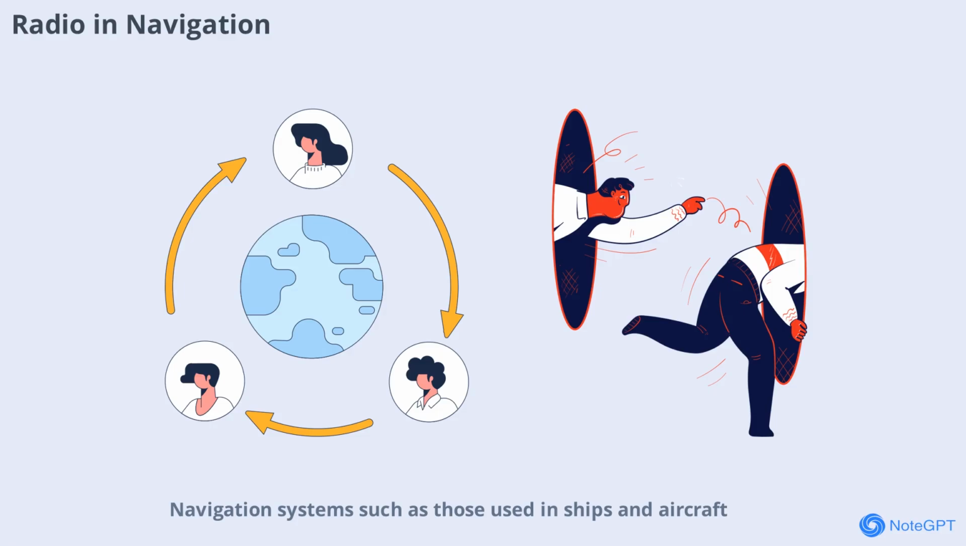Navigation systems, such as those used in ships and aircraft, rely on radio signals for accurate positioning and communication. Radio beacons and transponders help guide vehicles safely to their destinations, even in challenging conditions.